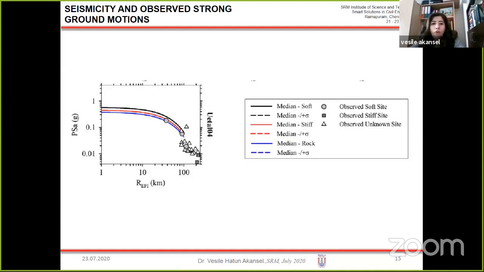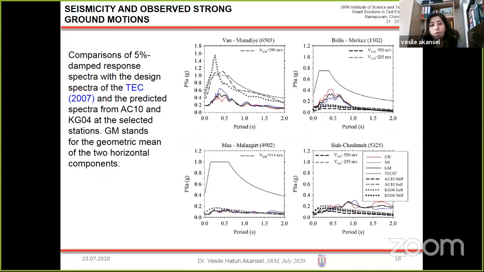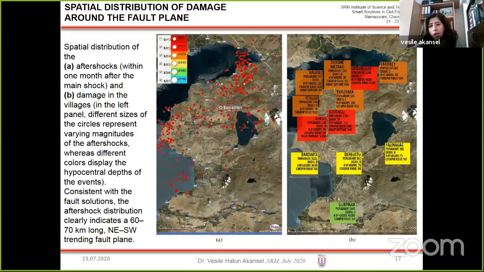So then we look at the spectra of the ground motion stations. As I mentioned, we also look at the importance of this earthquake. Okay, it has a main shock, and the first aftershock, let's say, which is also named as a main shock, was also critical for the structures, and many of the structures collapsed after this first aftershock, okay? And you can see the aftershock distribution in the figure.